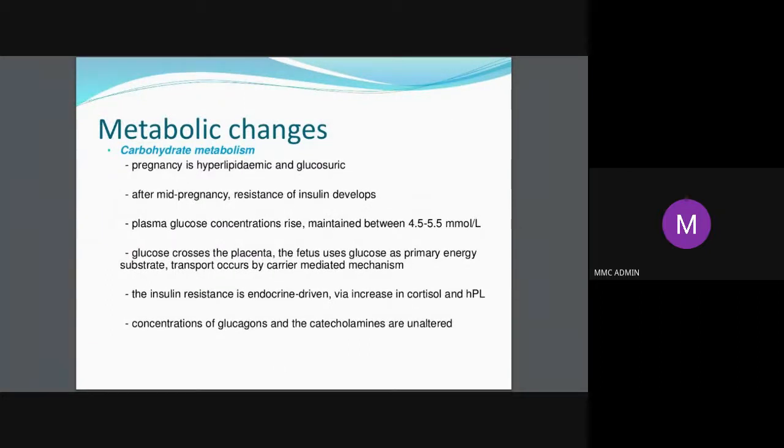Okay, now comes the important one. Mosquito. So the carbohydrate metabolism is extremely important. We give a lot of importance to the oral glucose challenge test, right?